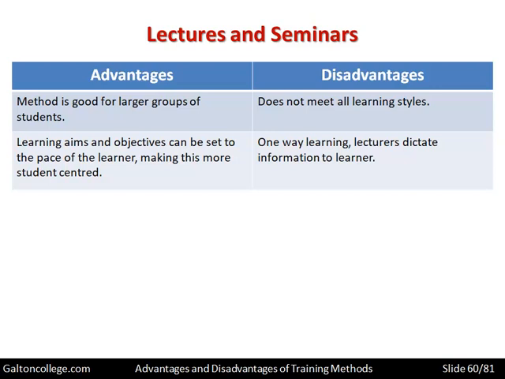Another advantage is that learning aims and objectives can be set to the pace of the learner, making this more student-centered. So a good course, well designed, will have learning outcomes, and the learning outcomes can be assigned to the different lectures. In a lecture, the student should understand the following at the end. There's a presumption that the students don't understand at the start, but they will understand at the end. And if they do understand the particular topic at the end, the lecture has been productive.